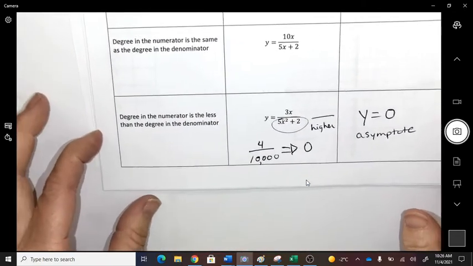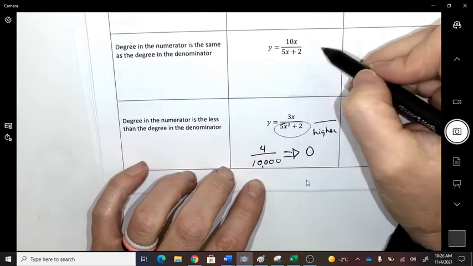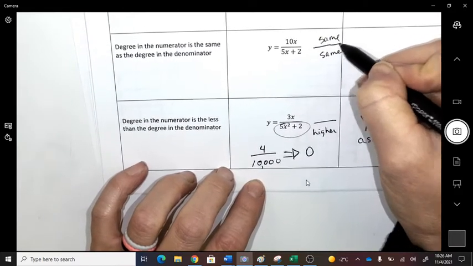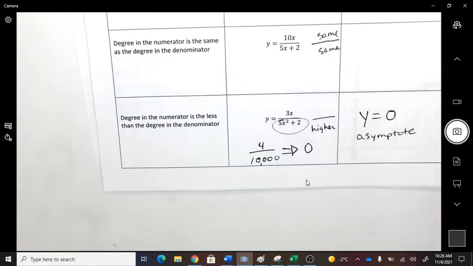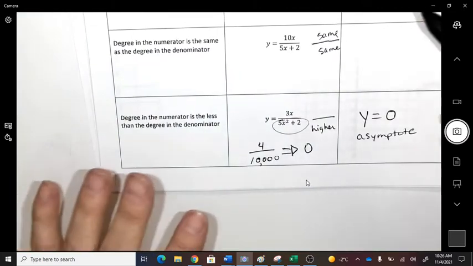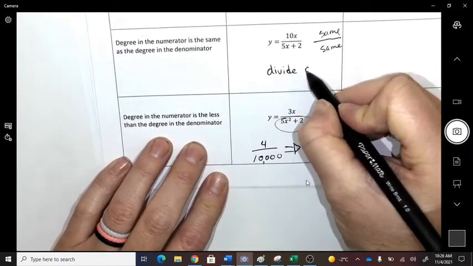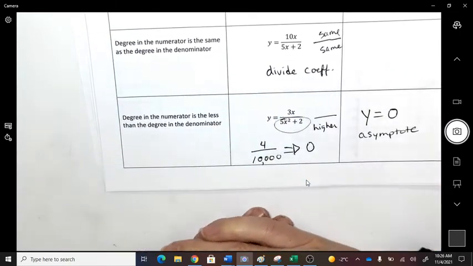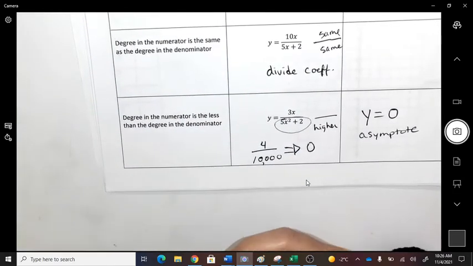Okay, what if the degrees are the same? So the same degree. So this is just an x, this is just an x. So they have the same degree. Then I'm going to divide the coefficients. And this is where your lake and bathtub kind of come into play.